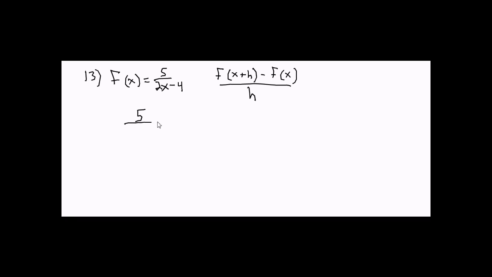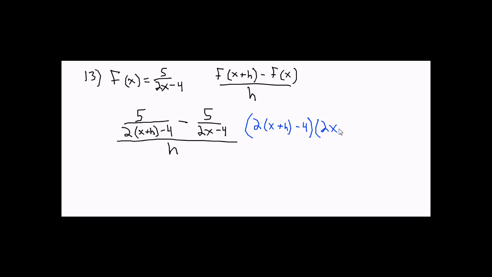So, let's do this. It's going to be 5 over, instead of 2x minus 4, x is becoming x plus h here, so it's 2(x plus h) minus 4, minus f of x, which is just 5 over 2x minus 4. All of that junk's divided by h. And we know that we need to multiply this by the common denominator, which is 2(x plus h) minus 4 and 2x minus 4. So we're going to multiply through by both of those, and we've got to multiply through by that on the bottom as well.